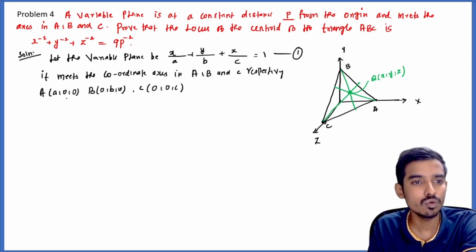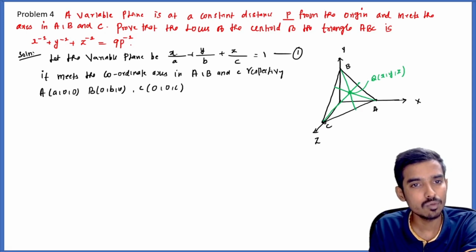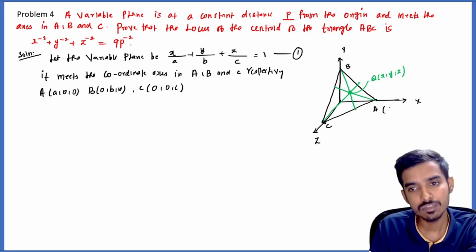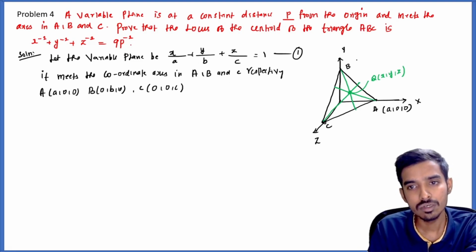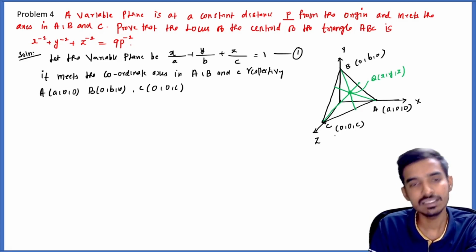If you want to find x-intercept, you put y and z to be equal to 0. So we have x by a is equal to 1, that means x is equal to a. If you want to find y-intercept, you put x and z to be equal to 0. So we have y by b is equal to 1, that means y is equal to b. If you want to find z-intercept, you put x and y to be equal to 0. So this will be 0, this will be 0. So we have z is equal to c, right? Therefore, this point is a comma 0 comma 0. This point is 0 comma b comma 0. This point is 0 comma 0 comma c, right?